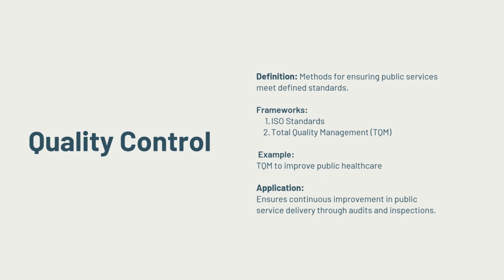So, to implement quality control, you first need to define the quality standards. So, set the measurable and clearly defined quality standards that these services must meet. And these could be based on regulatory guidelines or international standards like ISO. The second step is to conduct regular inspections and audits. So these are key to maintaining quality standards. This process involves assessing whether public services are meeting the set guidelines.